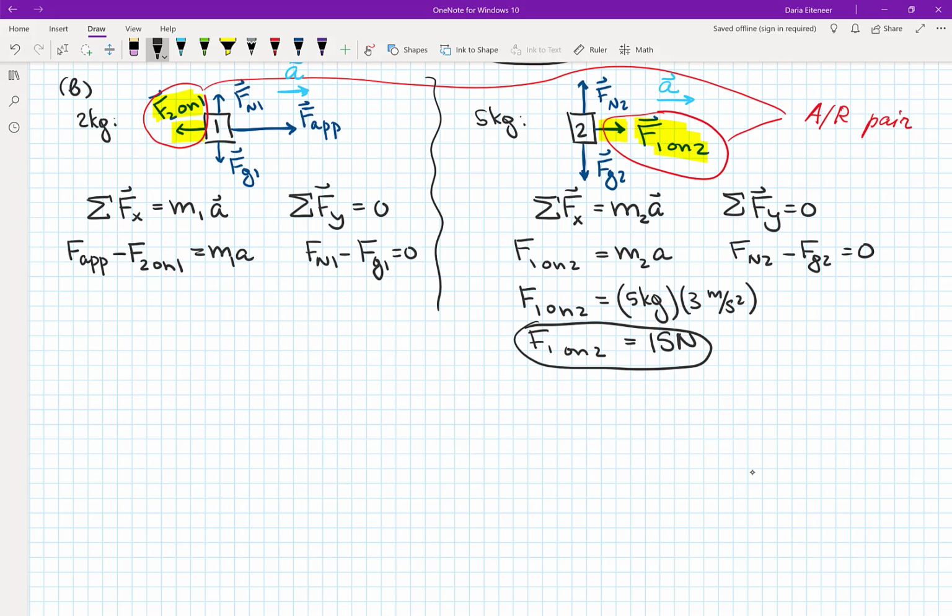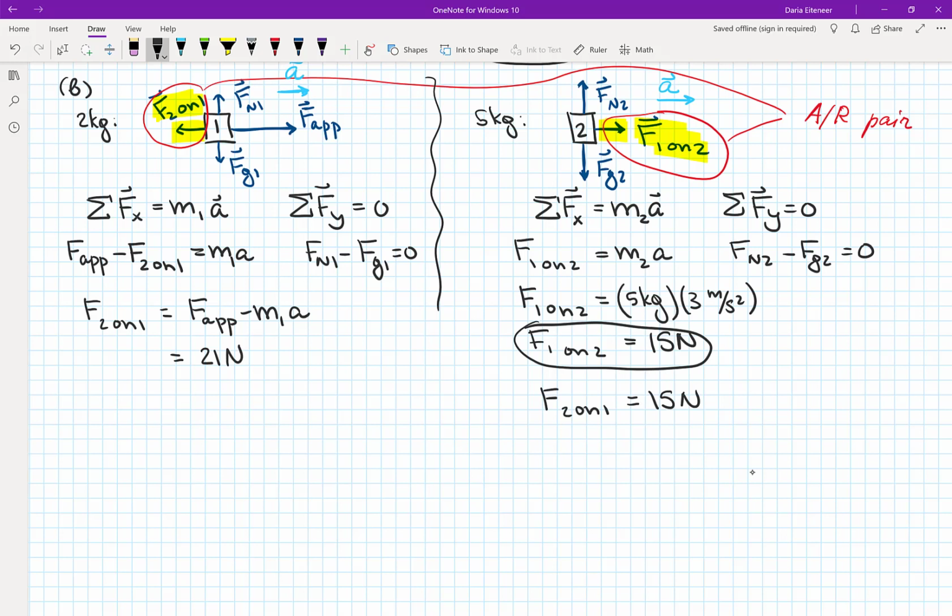So that's done. Now I should be able to right away say that if F1 and 2 is 15 newtons, I should be able to say that F2 and 1 is also 15 newtons, right? Because those are action-reaction pair. Magnitudes are equal. Directions we already took care of. But in order to confirm that, let me also work out this equation on the left side. So you can use as many algebraic steps as you need to be able to solve for this. Okay, so if you need more steps in between, go for it.